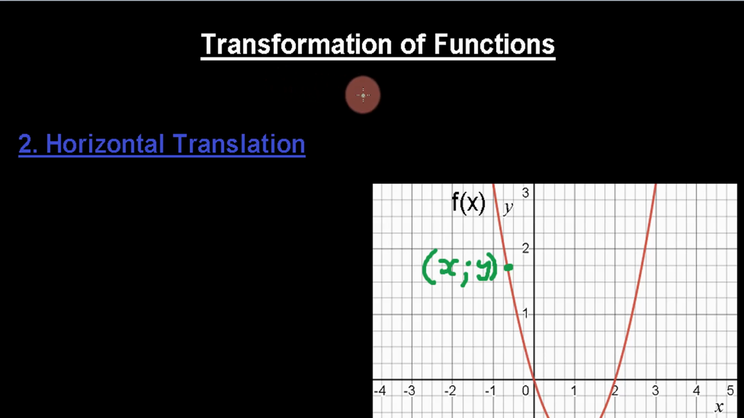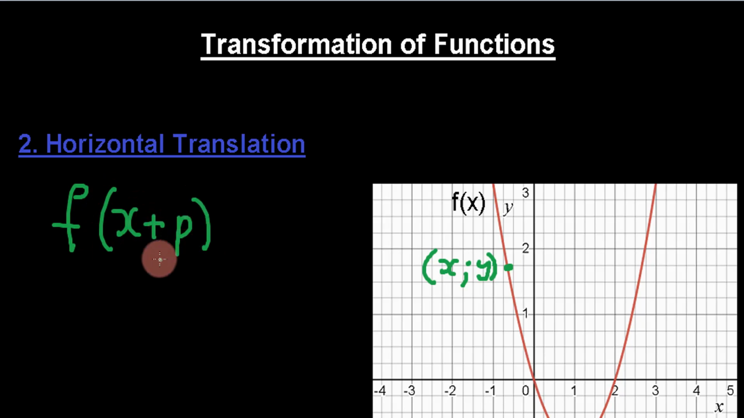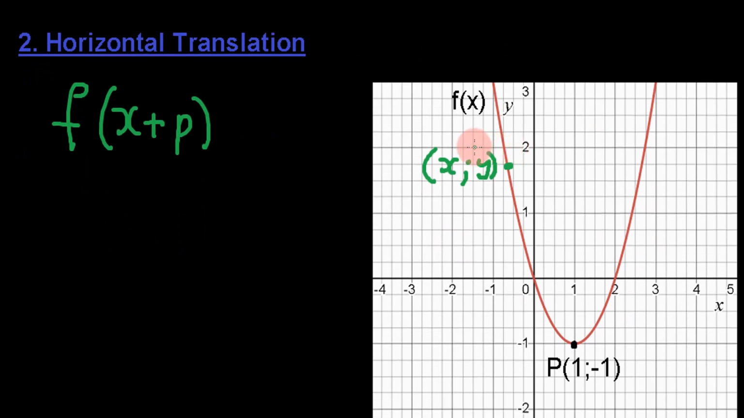Then the second transformation that we want to look at is called a horizontal translation. Now, this translation has the form f of x plus p. So note that we are adding p inside the brackets to the x here. And p can be negative or positive. Let's take this example. Here we have the graph of f of x. Once again, a parabola. And let's say we want to look at the transformation f of x plus 1.